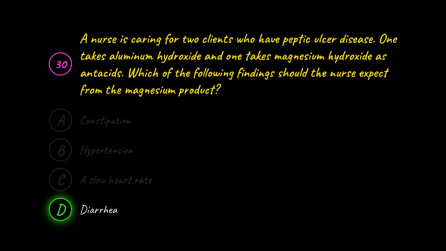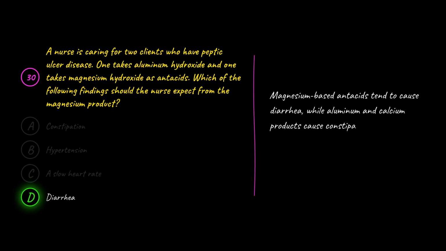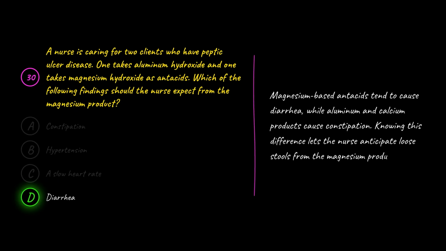The correct answer is D. Diarrhea. D is correct because magnesium-based antacids tend to cause diarrhea, while aluminum and calcium products cause constipation. Knowing this difference lets the nurse anticipate loose stools from the magnesium product and alternate compounds to normalize bowel function.